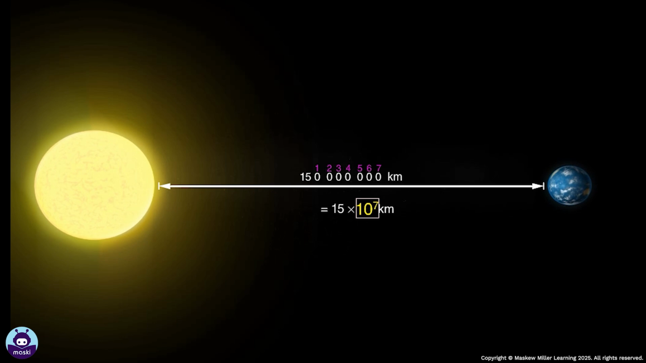10 to the power 7 denotes that 10 is multiplied by itself 7 times. Here the number 10 is called the base, and the number 7 is called the exponent. An exponent simply tells us how many times, 7 here, the base, 10 here, is multiplied by itself.